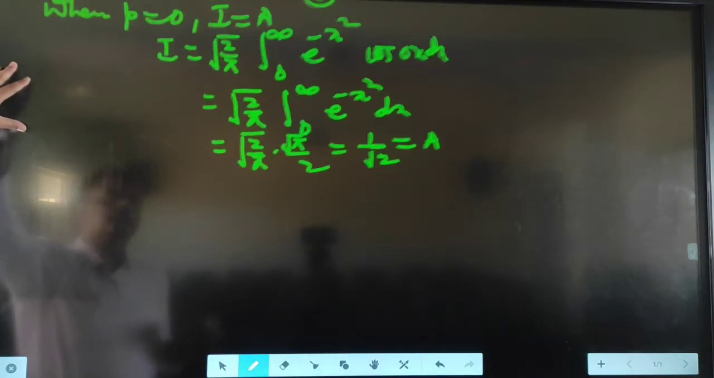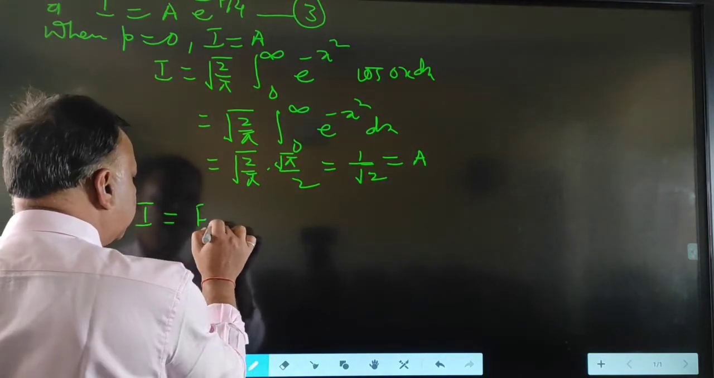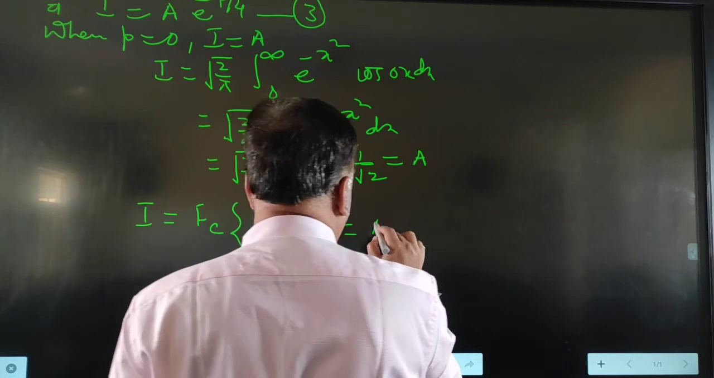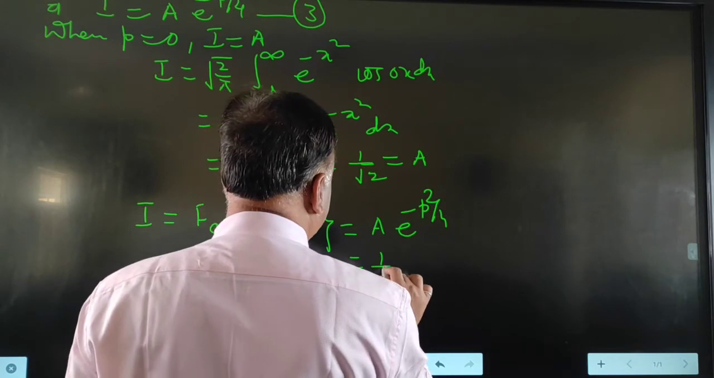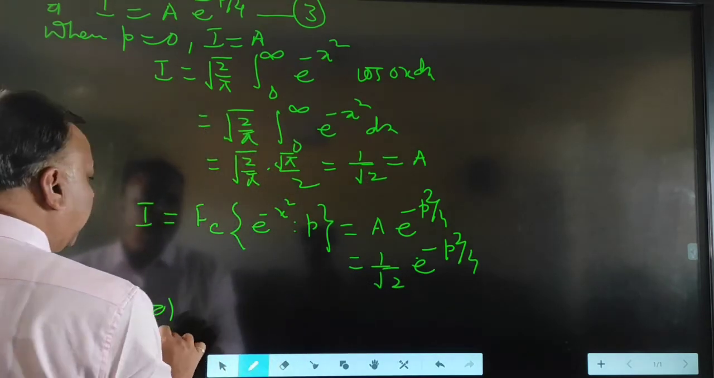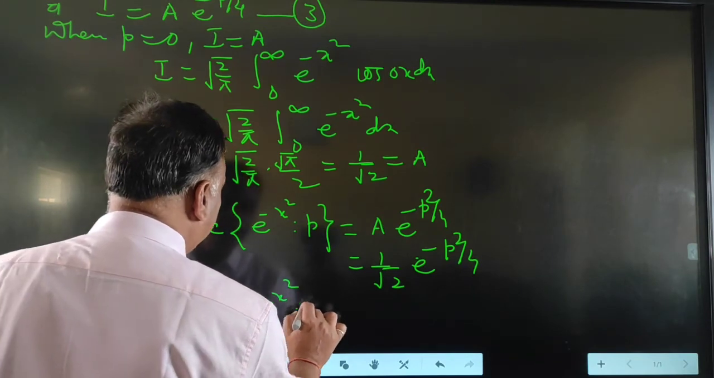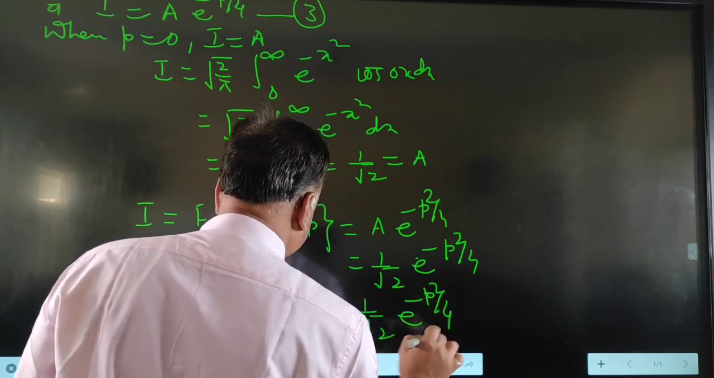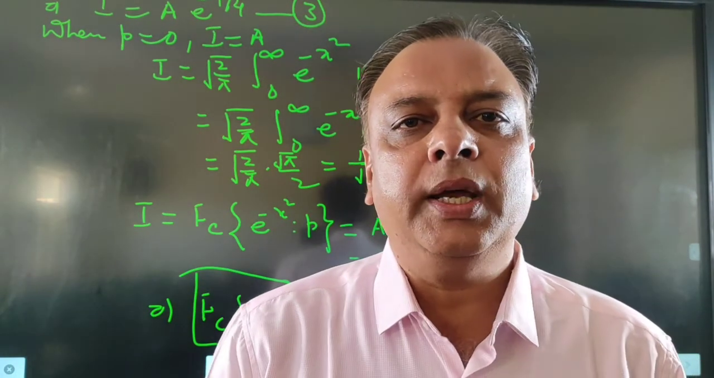So the value of I, that is the Fourier cosine transformation of e raised to minus x square with respect to p, is equal to a e raised to minus p square by 4. The value of a is 1 by root 2. So this is equal to 1 by root 2 into e raised to minus p square by 4. So we have found the Fourier cosine transformation of e raised to minus x square is 1 by root 2 e raised to minus p square by 4. This is the required Fourier cosine transformation of the given function e raised to minus x square.